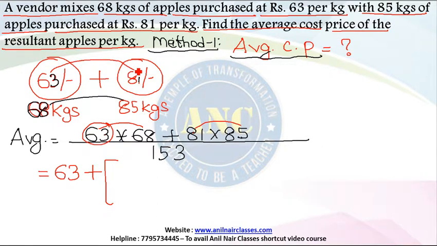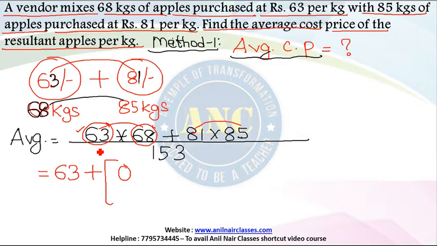Sir, why did you not take it as 70? Why are you taking it as 63? Because if I take the tentative average as 63, then 63 with 63, what is the difference? 0. 0 into any number is 0. That means I am saving a bit of calculation. Suppose I take the tentative average as 70. 70 and 63, the difference is 7. 7 into 68, I need to find it. 70 and 81, the difference is 11. 11 into 85, I need to find it again. Now, if I take 70 or some other value, I will not be making my calculation simpler.